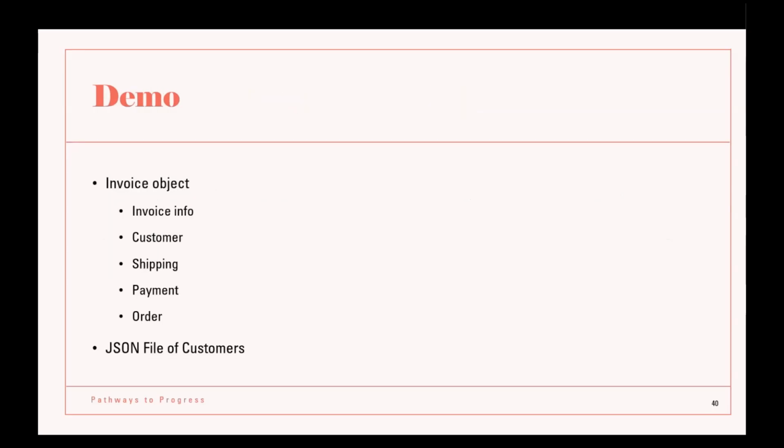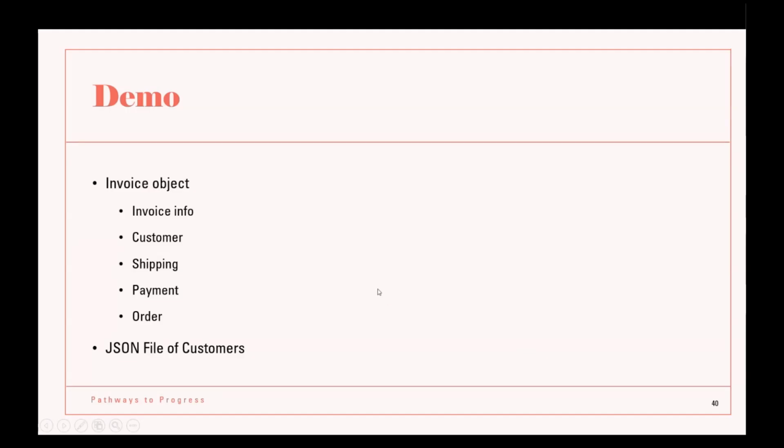Okay, so next, let's do an actual demo to show it in action. What we'll be doing is creating an invoice object that contains some data, which will be some general information for the invoice itself, information on the customer, the shipping info, payment details, and the actual order itself. We'll also take a look at retrieving and updating values in a file that contains records of some customers.